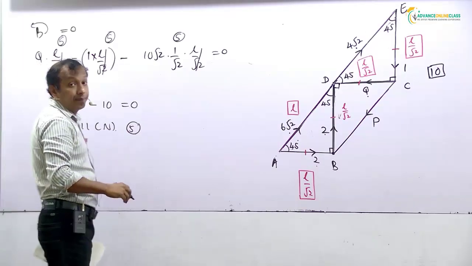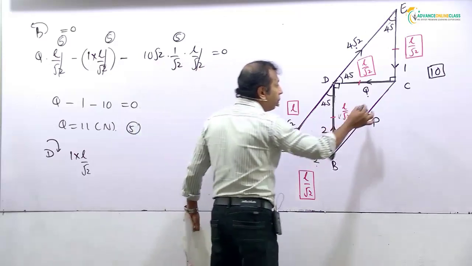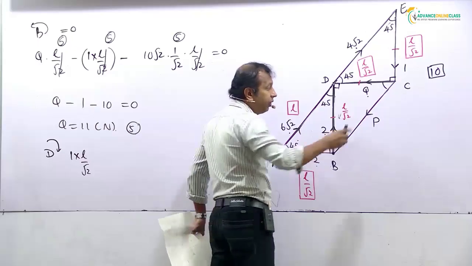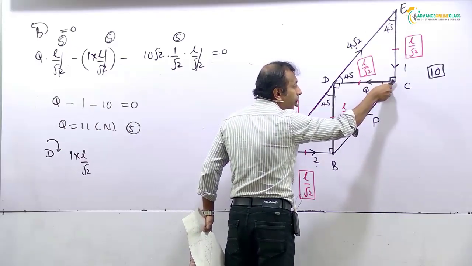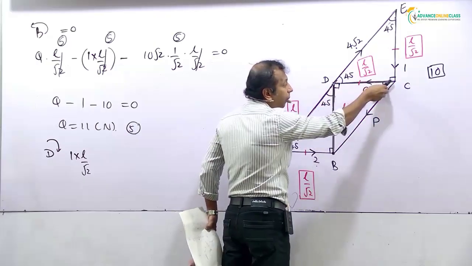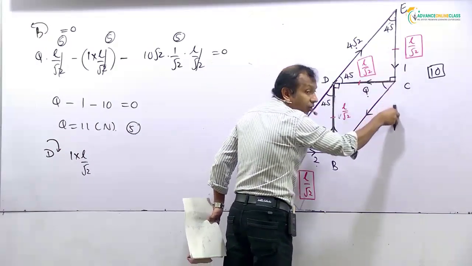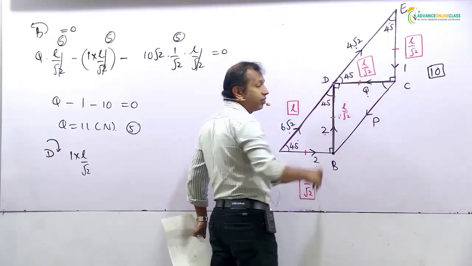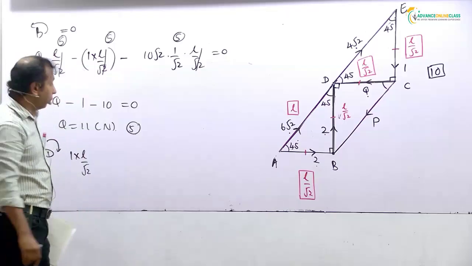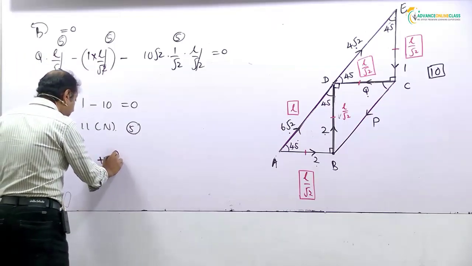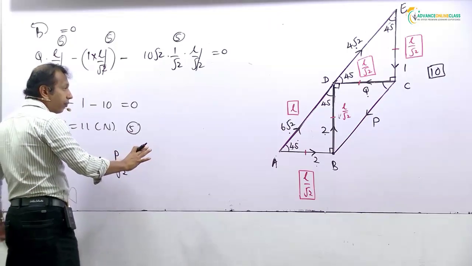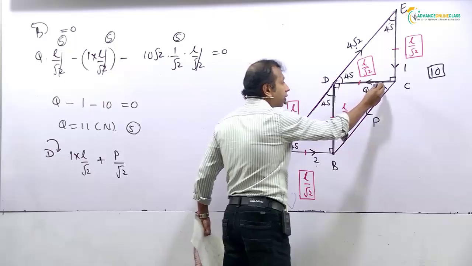Here 45, no? Resolve P at this point. P cos 45 passes through D, no moment. P sin 45 acts this way. To that, the perpendicular distance is L over root 2. P sin 45, sin 45 is 1 over root 2. Then we get P into 1 over root 2. This is 45 now.